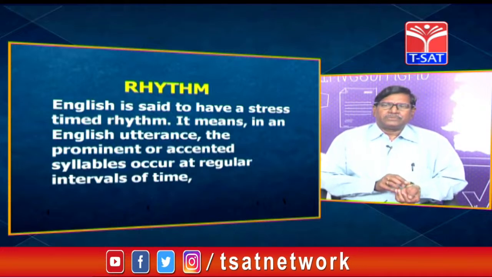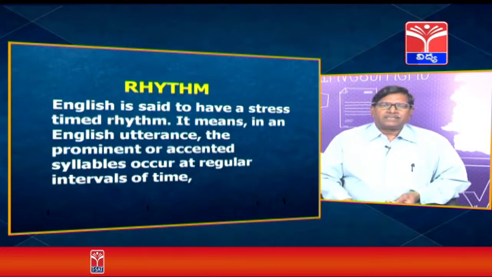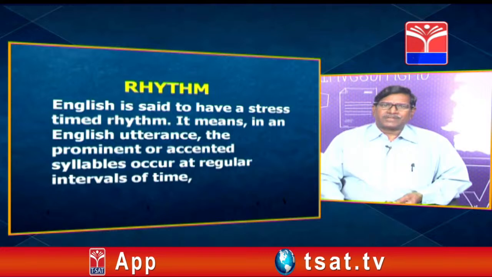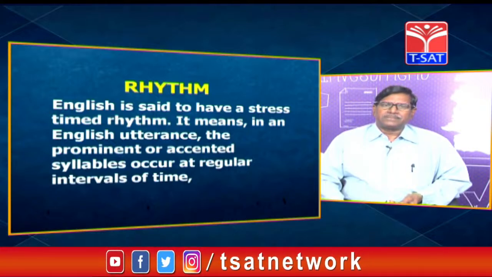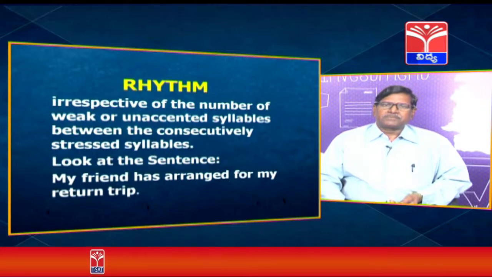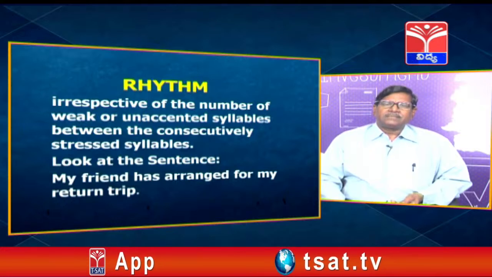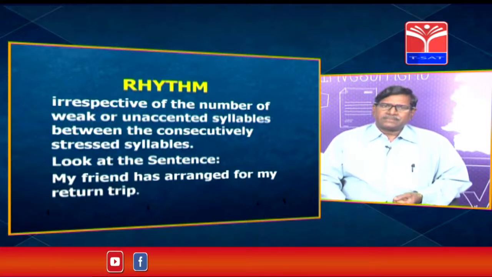English is said to be a rhythmic language. It is said to have a stress time rhythm. That means, in an English utterance, the prominent or accented syllables occur at regular intervals of time, irrespective of the number of weak or unaccented syllables between the consecutively stressed syllables. What is it? Let's see an example.